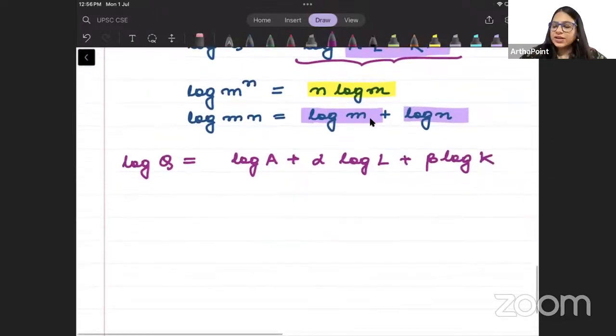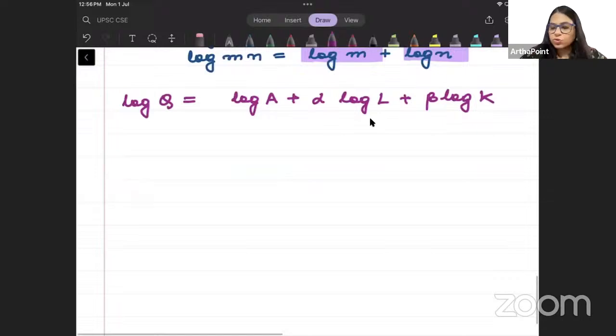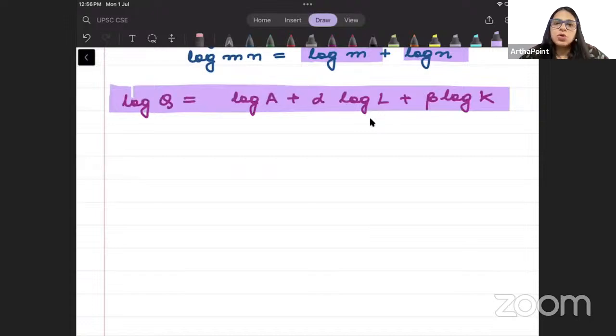When I write it in this format, जब हम इसको इस form में लिख रहे हैं, this is known as log linear format. इसी को हम log linear format भी बोल देते हैं. This is also known as a log linear format of the production function. So this is its first property.